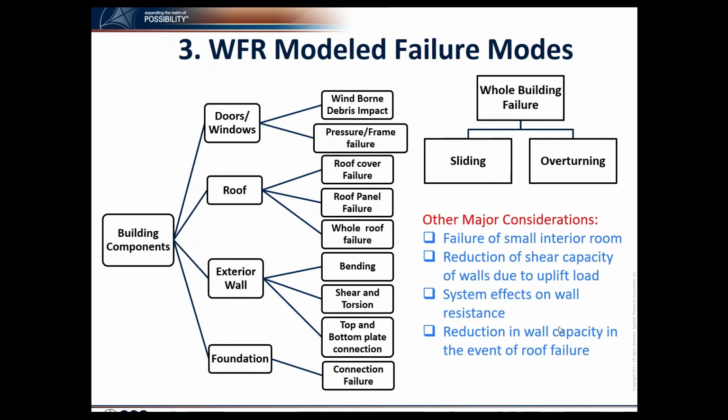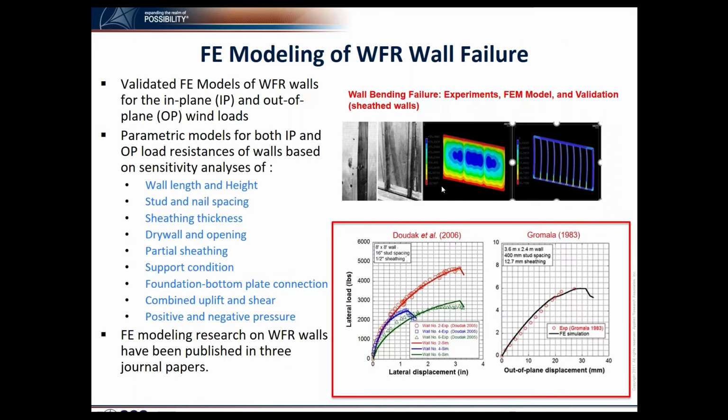We also model some secondary failures, such as failure of the small interior room and reduction of wall capacity if the roof failed, basically. We did extensive research on wall failure, and we did a lot of finite element modeling to develop the wall failure and the resistance of the walls for a single family home.